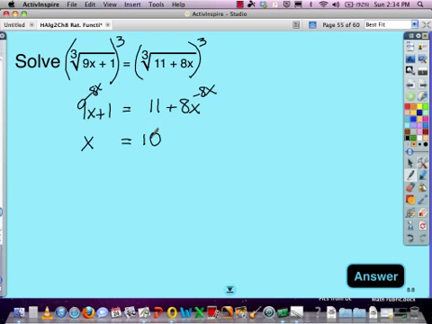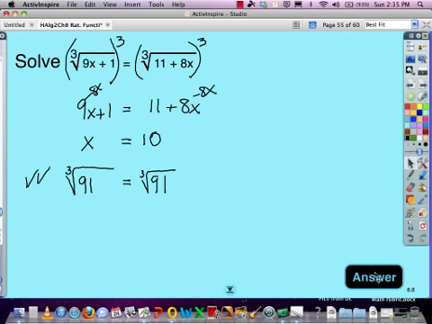And now let's go ahead and put that in as a cube root, and let's check what we've got. So here's our check step. 10 times 9 is 90, 91. We've got the cube root of 91 on this side. On the other side, 8 times 10 is 80. 80 plus 11 is 91. We've got the cube root of 91. Okay, don't see any problems. Seems to check. And our value was x equals 10.